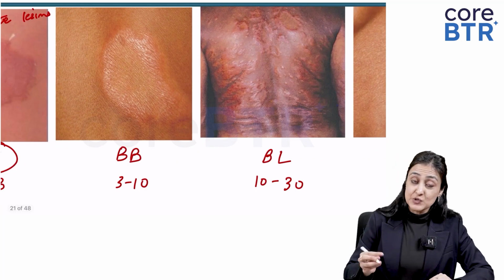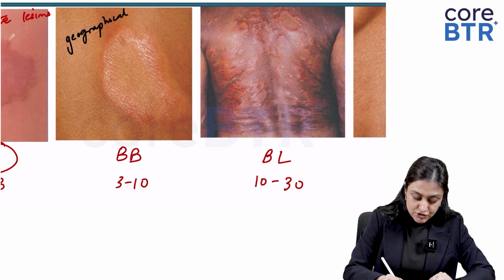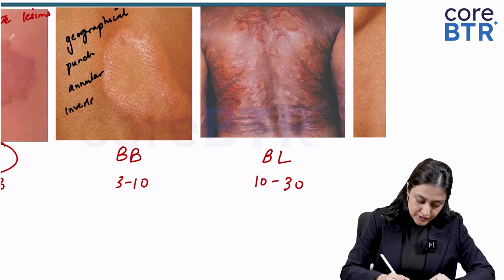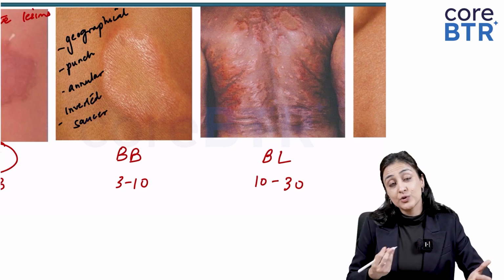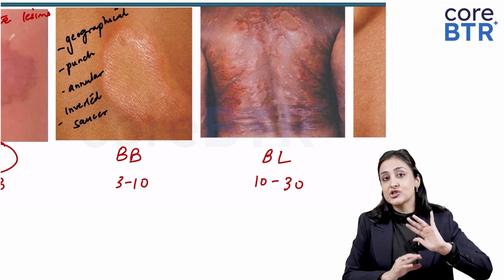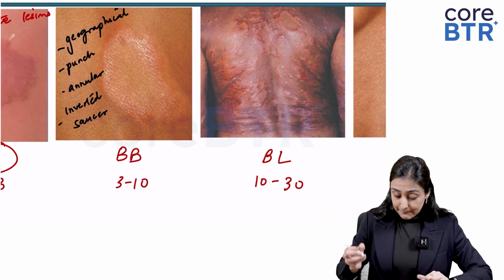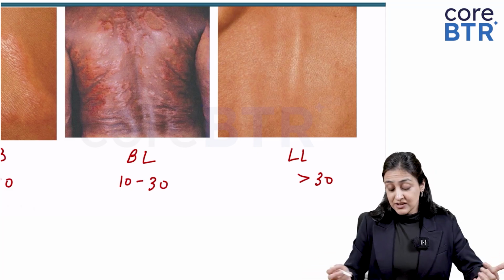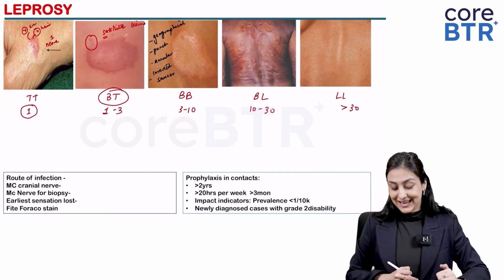BB, very important, this borderline. So this is where you will hear words like geographical lesion, punched out lesions, annular lesions, right? You will hear the word inverted saucer. So this is where you have central clearing. If you don't know, you mark BB. So the idea is one lesion matlab TT, satellite matlab BT, everything else BB. BL, you see multiple lesions, and LL is there are so many lesions you can't even see them, so diffusely symmetrical, right? So this is how we identify.